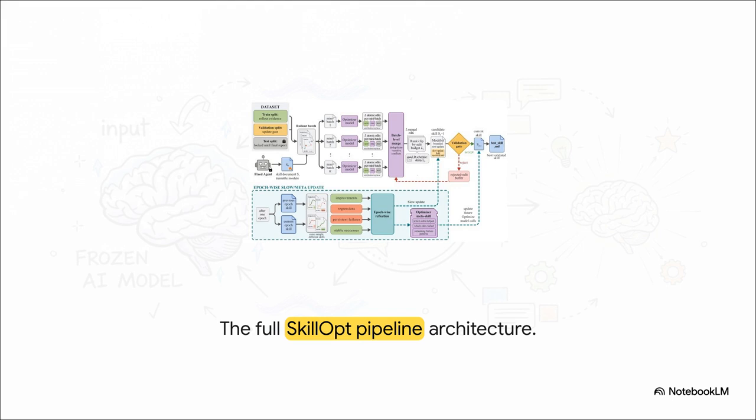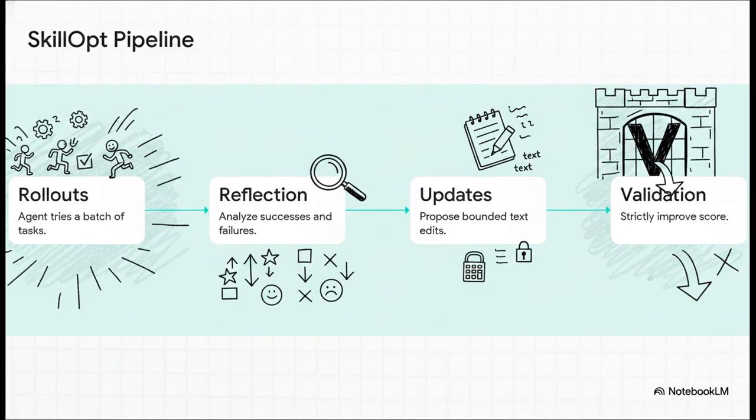But here's where the magic really happens. It forces those proposed edits through a strict validation gate before they are ever accepted. Let's break that down into 4 clear steps. First, roll out evidence. We just watch the agent try the tasks. Second, mini-batch reflection. This means looking at groups of successes and failures to find consistent procedural errors, rather than overreacting to one isolated mistake. Third, we apply bounded text updates using a strict edit budget. And fourth, that validation gate.